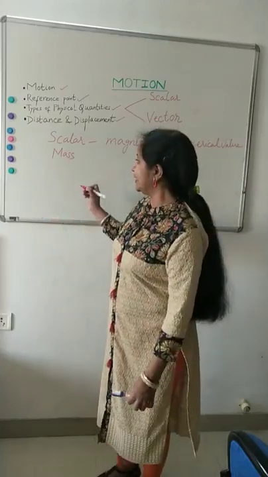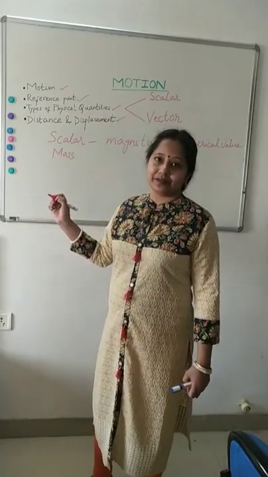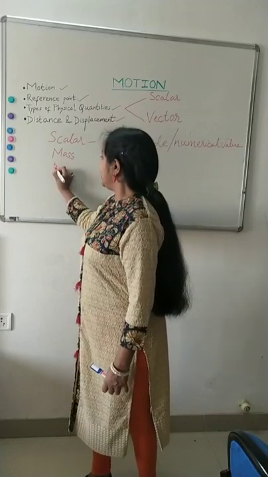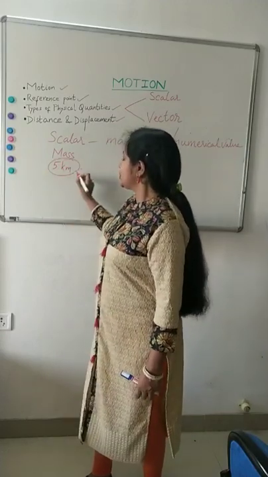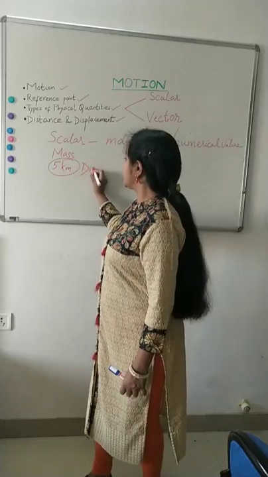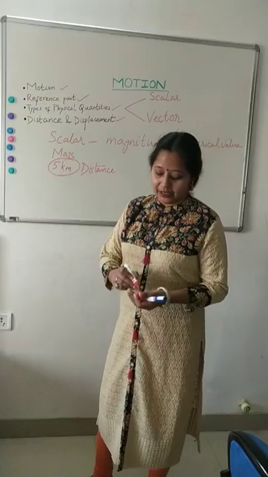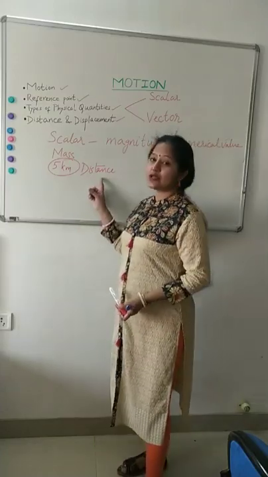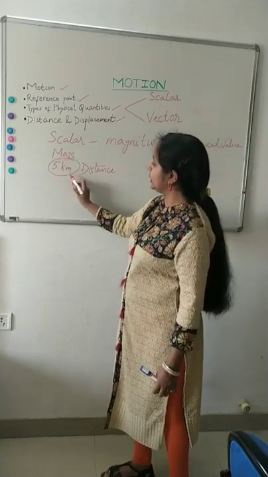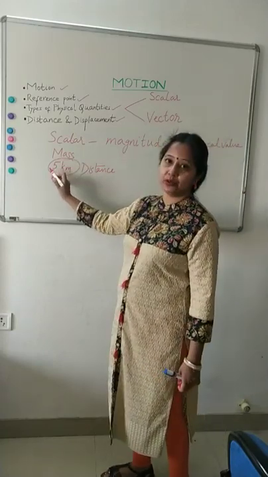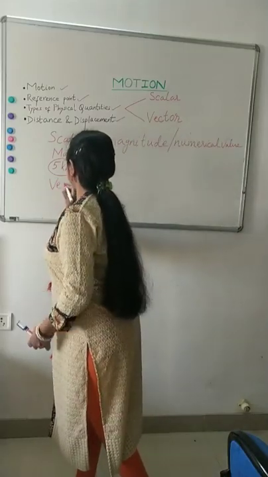Or if I say Raman travelled 5 kilometers. So 5 kilometers, this is the distance which Raman has travelled. So this distance is also a physical quantity. And which kind of physical quantity is it? It is scalar because we are giving information only and only about the magnitude. Now, let us study about vector quantity.